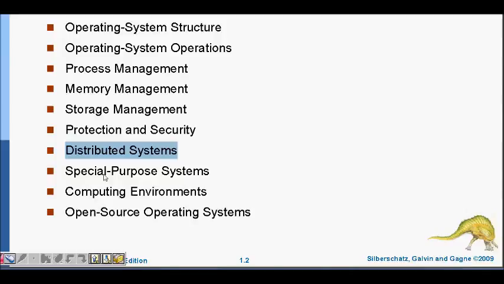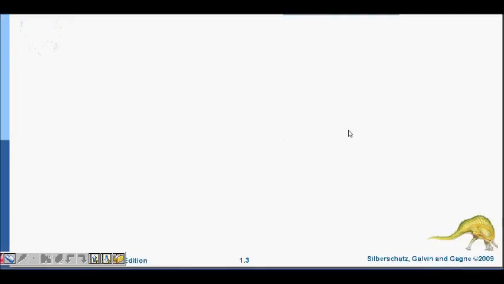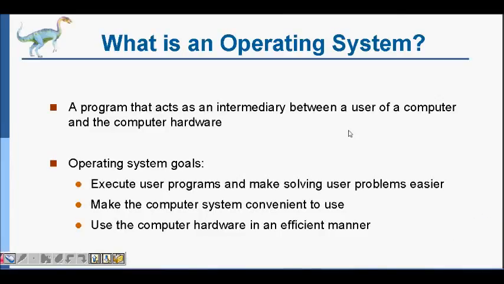So objective of an operating system. This lecture will provide you a grand tour of major operating system components, then to provide basic computer system organization. So first, very important question, what is operating system? We are talking a lot about operating system. So what is an operating system?